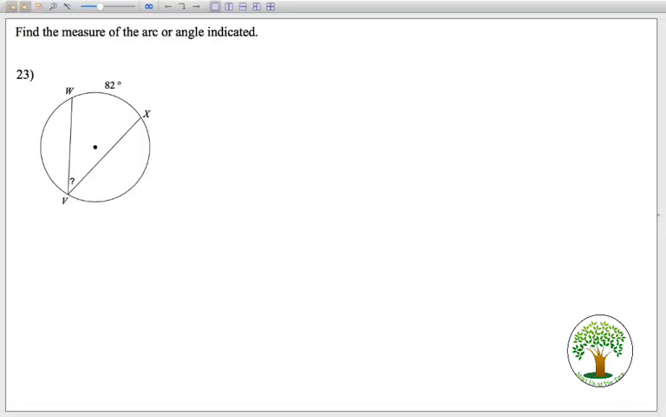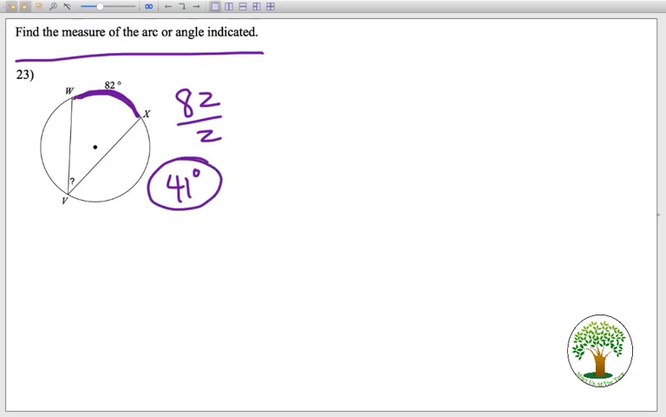Let's do number 23. Number 23 says to find the measure of the arc or angle indicated. We know that this arc is 82, and if you remember from your theorem, this angle in here is half the intercepted arc. The way I remember whether it's half or doubled: can you tell that this one is larger out here than this here? It's much smaller as it tapers down, so it's going to be half. So we're going to take 82 divided by 2, which is 41 degrees.